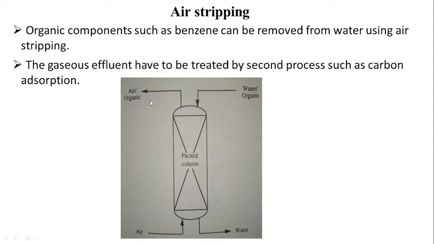Next we can see air stripping. If we use air for removal of organic compounds like benzene from water, it is known as air stripping. After air stripping, the effluent is usually treated by a secondary process like carbon adsorption.